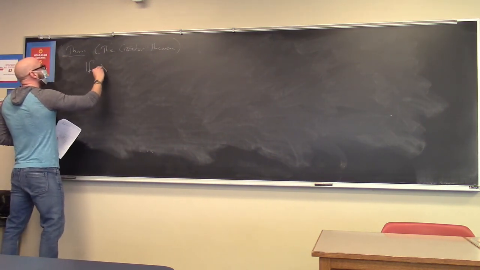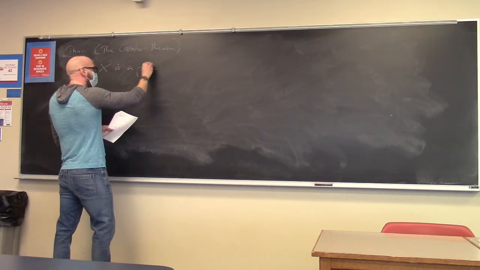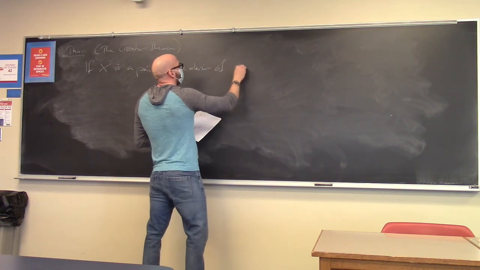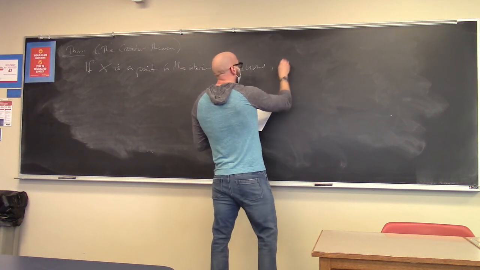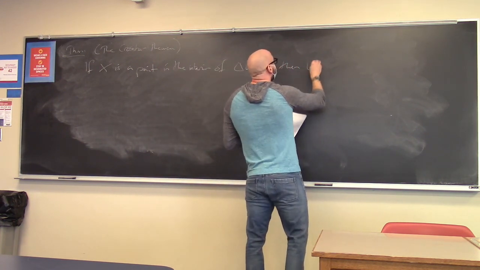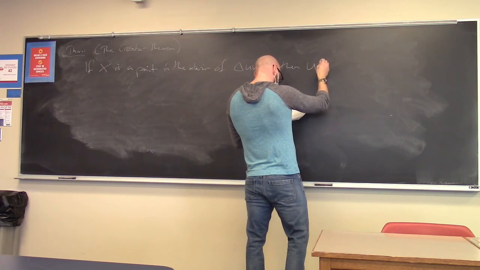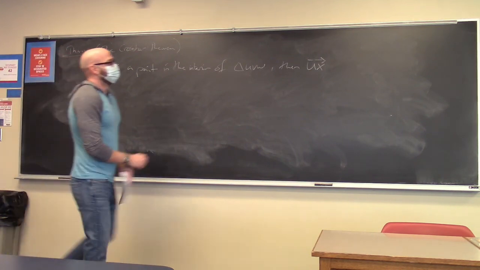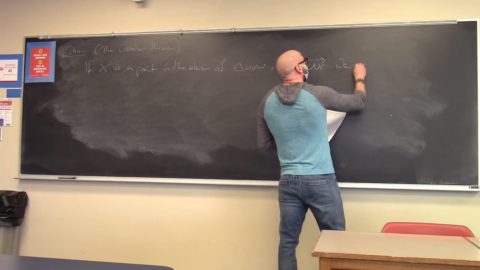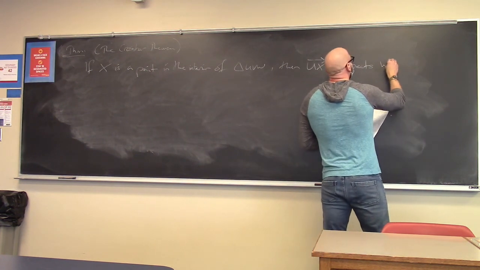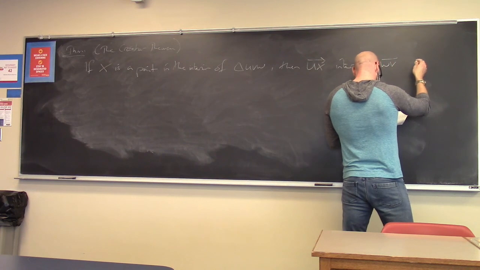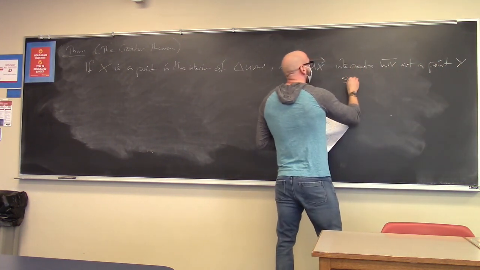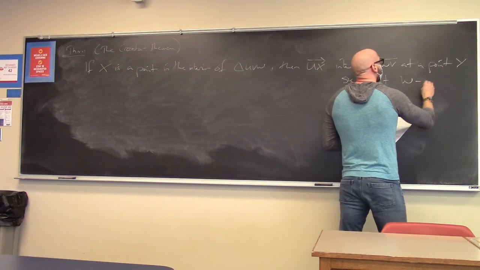It says, if X is a point in the interior of a triangle that we'll call UVW, then UX, which I'll extend, so not just a line segment UX, we'll extend this in the direction of X, intersects side WV at a point Y such that Y is between them. W, then Y, then V.